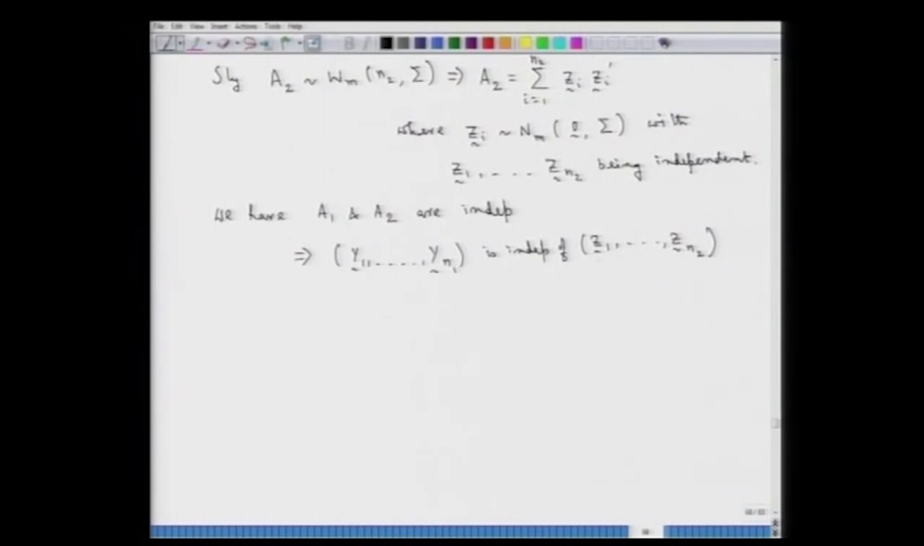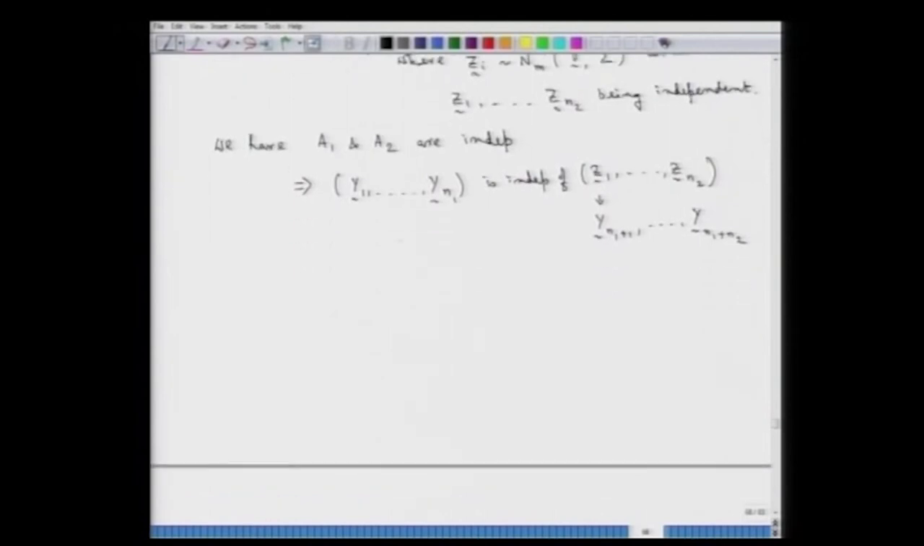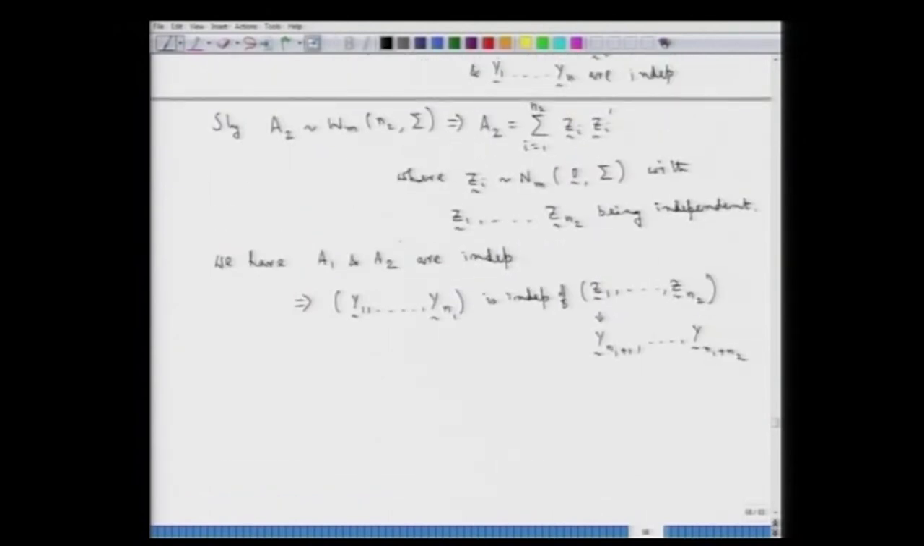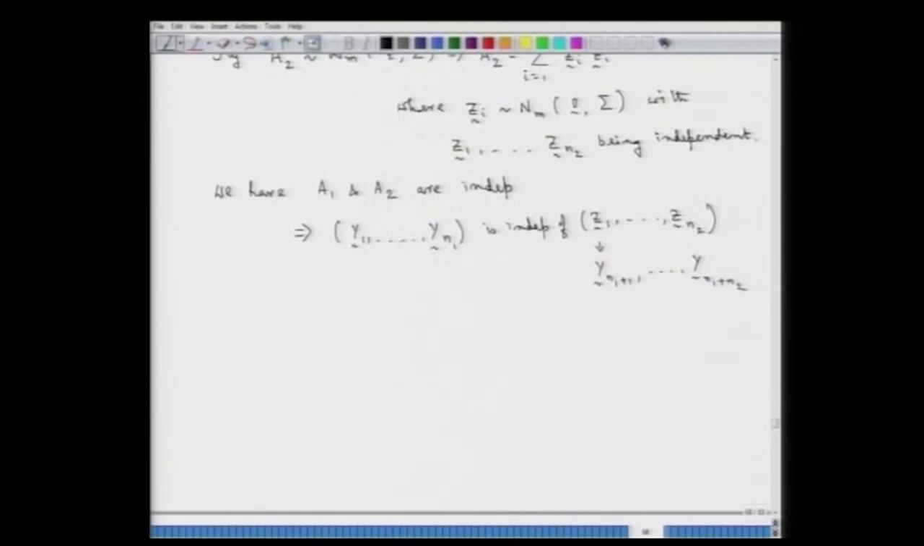Now, we redefine these quantities. No problem in redefining that. I will call z1 to be yn1 plus 1, z2 to be yn1 plus 2, and zn2 to be yn1 plus n2. So, we are just making this y1, y2, yn1 and this z1, z2, zn2 as yn1 plus 1 up to yn1 plus n2.